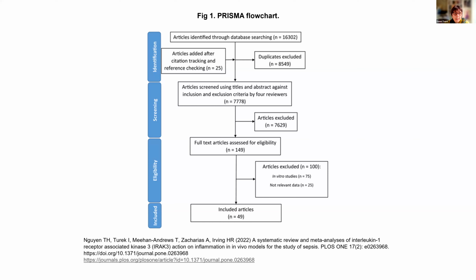They went through a process of identifying duplicates, and then at the screening stage, they had almost 8,000 abstracts to review against their criteria, and these were done using four reviewers. So finally, using various pre-specified criteria in the protocol, they ended up with 49 articles that met their criteria for the review.